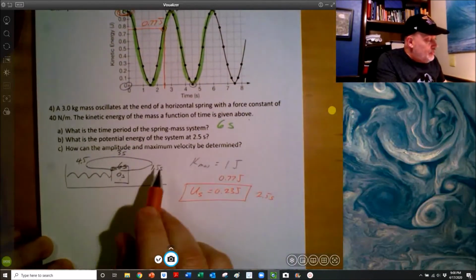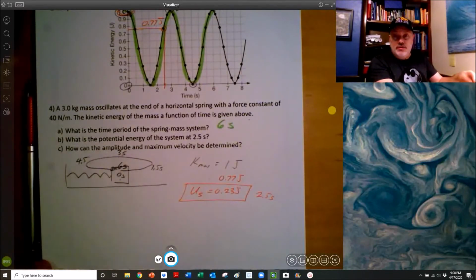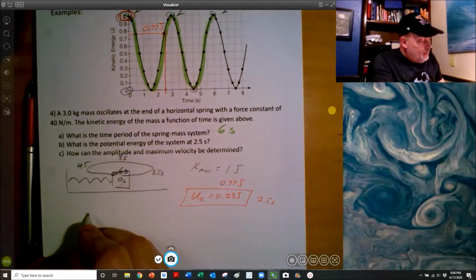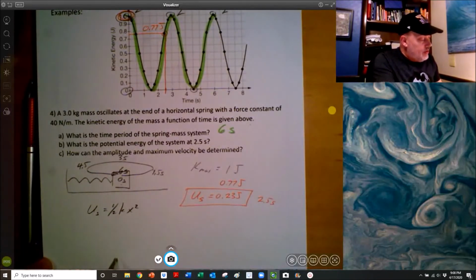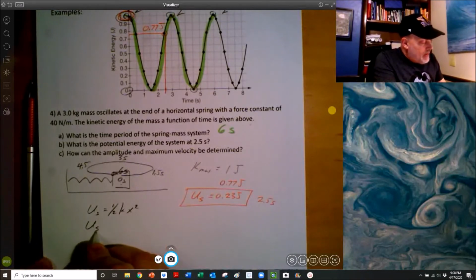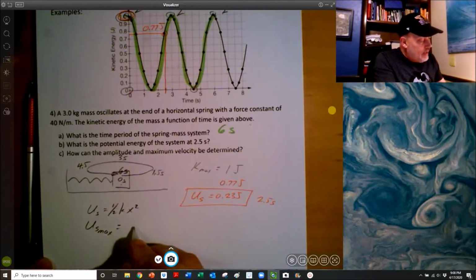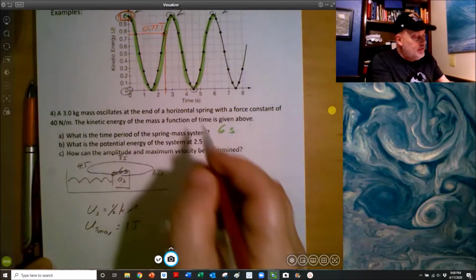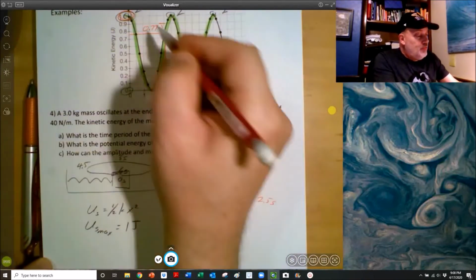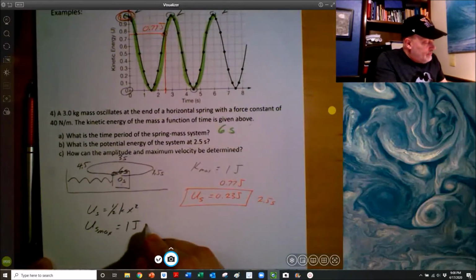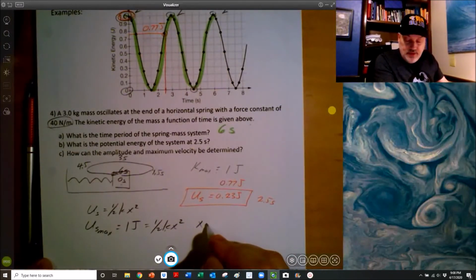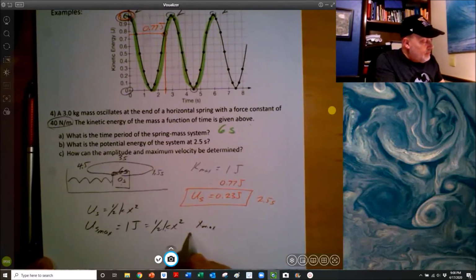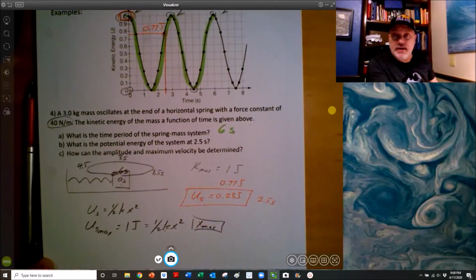How can the amplitude and the maximum velocity be determined? Well, let's see. We know that the spring potential energy equals 1/2 kx squared, and we know that the maximum spring potential energy will have to equal 1 joule due to conservation of energy. Whenever the kinetic is 0, the spring potential must be 1. And so if we set that equal to 1/2 kx squared, and we know the spring constant, then we can find what x max is going to be from that. All right, that's how we would find it.